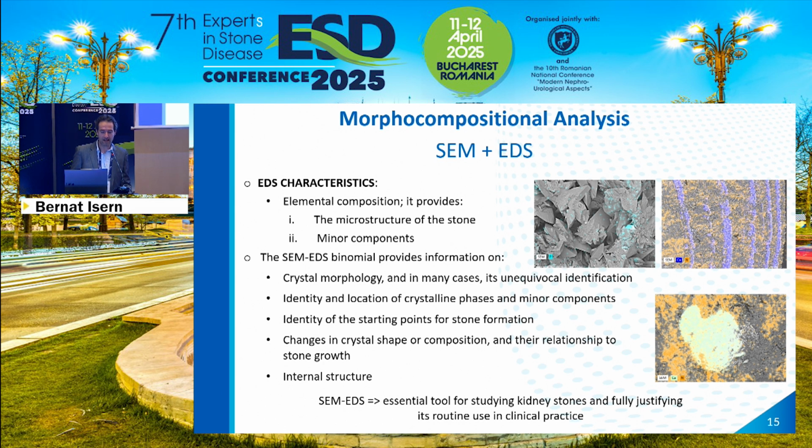Thus, EDS, the energy dispersive spectroscopy, when coupled with scanning electron microscopy, provides accurate information on elemental composition, offering detailed insights into its microstructure and minor components. Like this, at the top, for instance, it's a mixed calculus of uric acid and calcium oxalate monohydrate. So, this combination can yield highly relevant information, making it an essential tool for studying kidney stones and fully justifying its routine use in clinical practice.